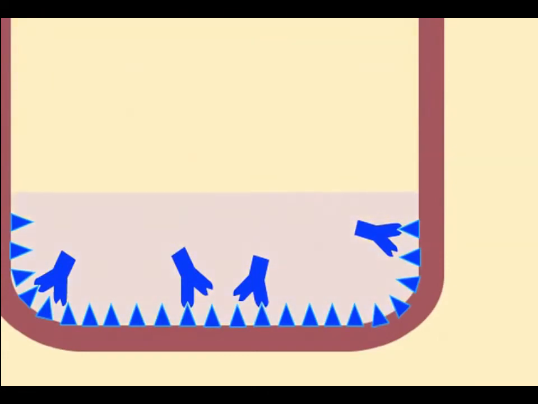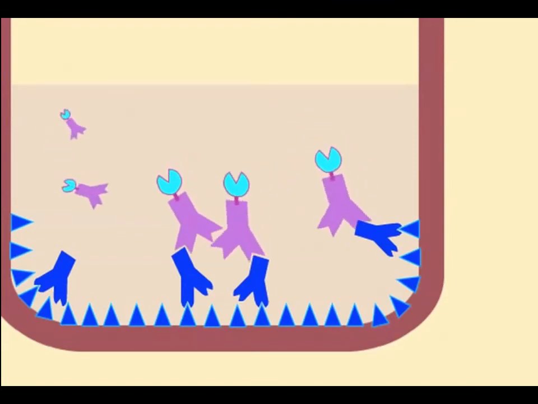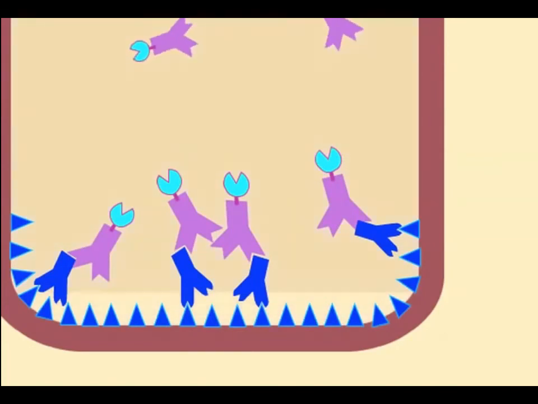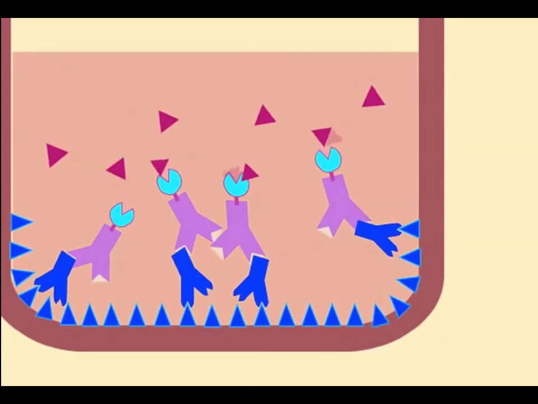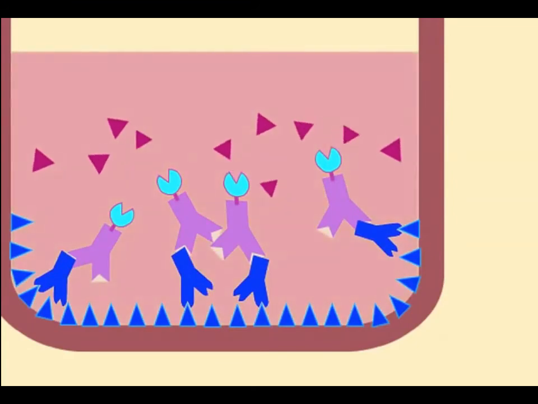Next, a solution of an animal antibody against human antibodies is added. This second antibody is covalently conjugated to an enzyme. The wells are washed again, this time to remove any unbound enzyme-conjugated antibody. Finally, a solution of a colorogenic enzyme substrate is added. The interaction of the substrate with the enzyme on the second antibody generates visible color.